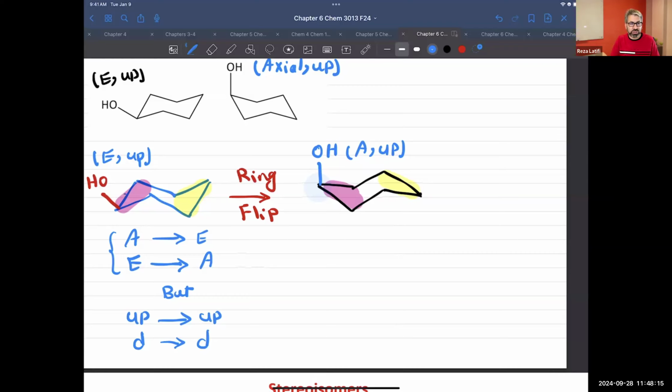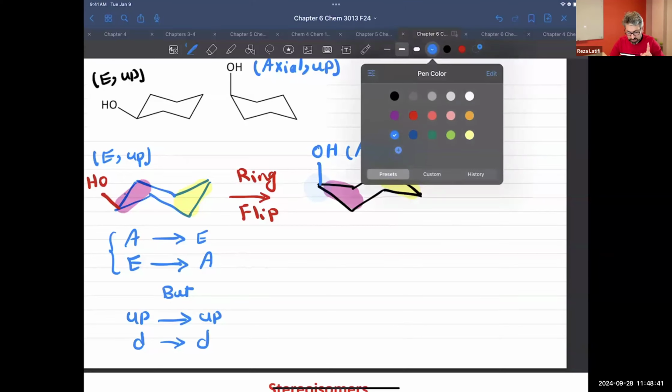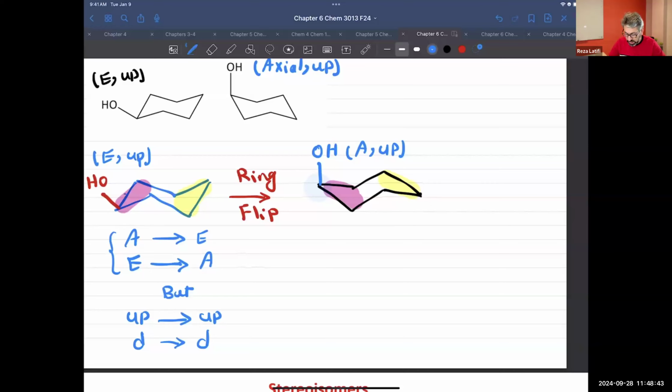Now, what's the relationship between these two structures? We got them not through rotation, technically, but from bending. We did not break any bond. The connectivity is still the same. The structure just bent and rearranged itself in space. So I got two isomers, and the difference between them, we got through ring flip. I'm going to call them conformational isomers.